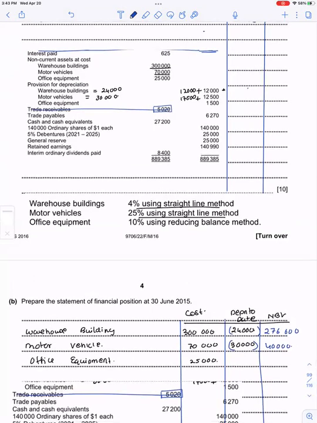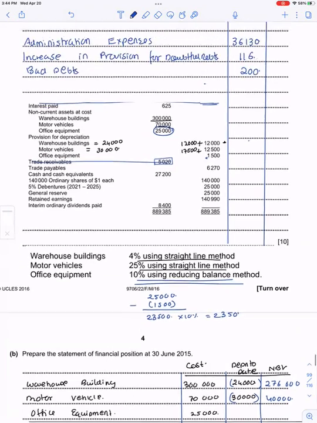Office equipment is 10% using reducing balance method. How will you calculate depreciation, Eman? We'll see the provision and then we'll subtract. Cost is 25,000. Provision is how much? 1,500. And then we'll remove 10%. 25,000 minus 1,500. This is 23,500. On this 10%, 2,350. This is an easy sum. What was the problem?